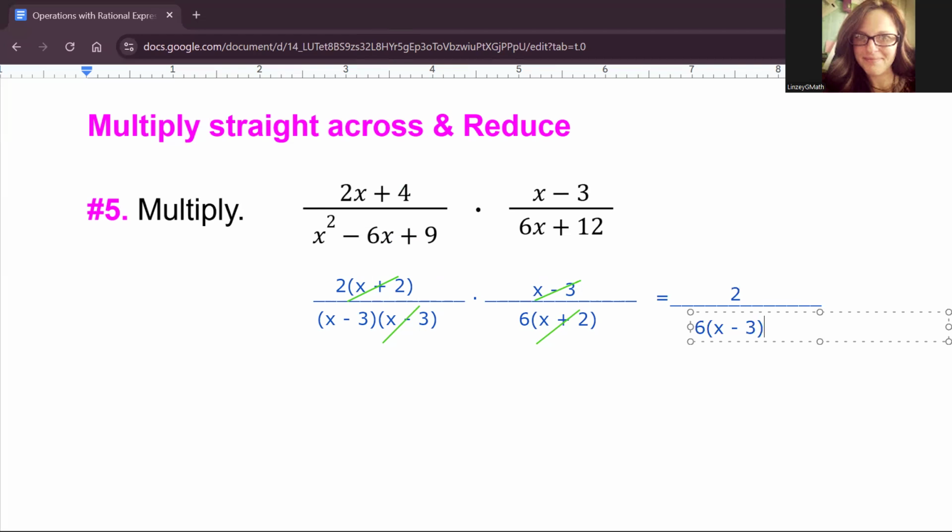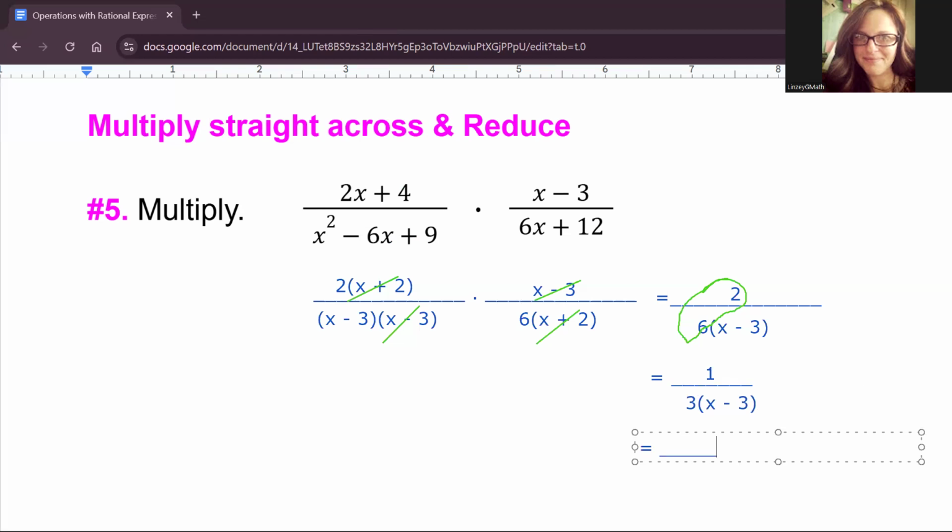Oh, and we can actually reduce the 2 and the 6. We'll get 1/3. So our final answer will be 1/3 times x minus 3. And you could distribute, go one step further, and we get 1/3 times x minus 9, depending on whether they want you to FOIL the bottom or distribute.